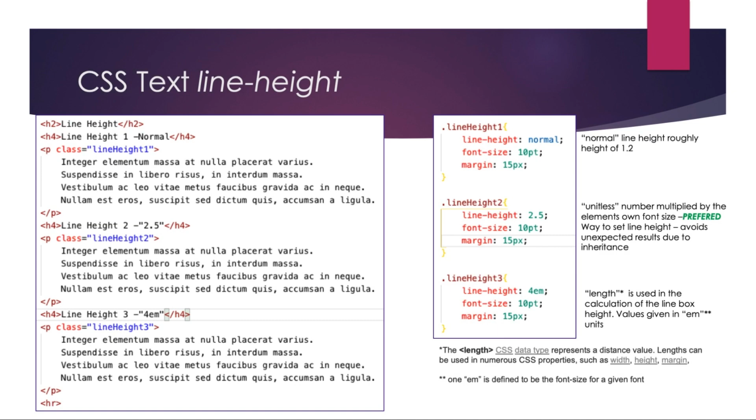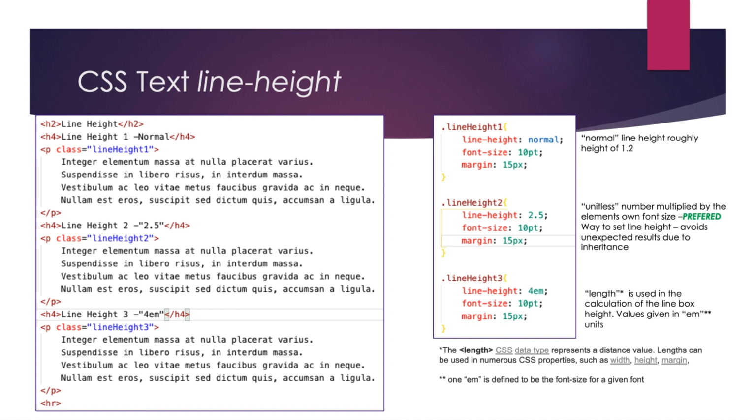Okay, now we'll dive into CSS, and we'll start on the text side of our equation, and we'll start with the line height property or attribute. On the right-hand side is my CSS. On the left-hand side is our HTML. So the first thing we show you is what's normal, and I'm going to show you the output on the very next slide. Normal line height is roughly equivalent to the height of 1.2 units.